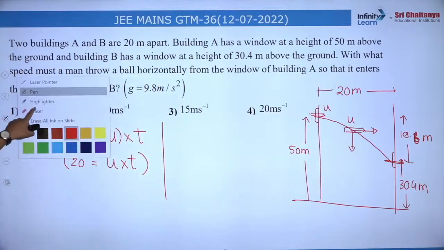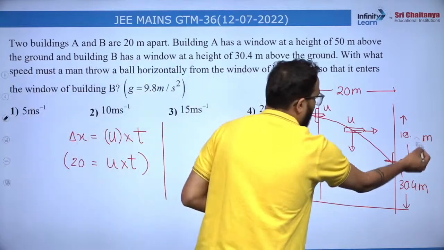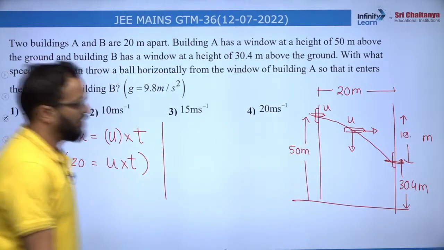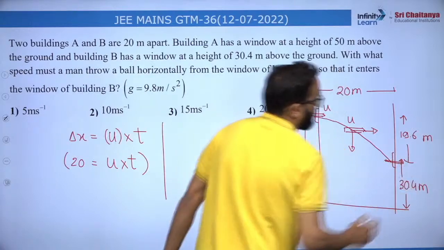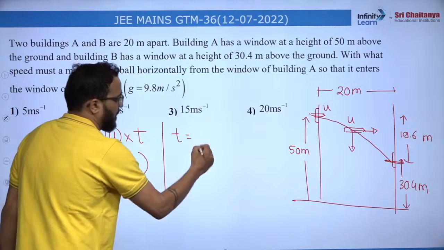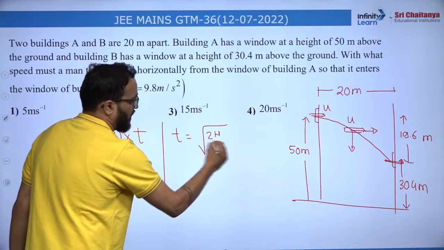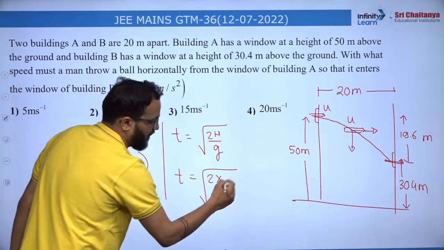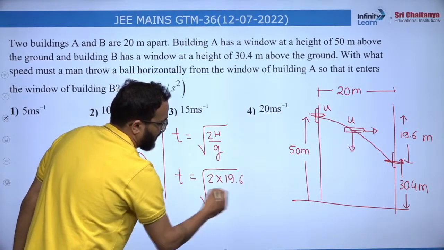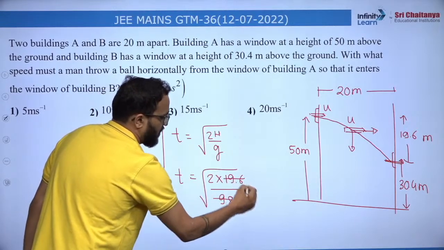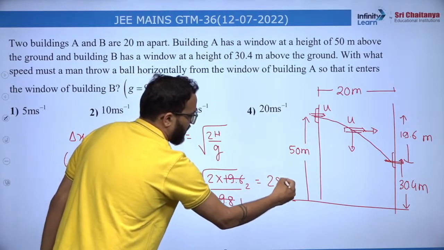So how much time does it take for an object to drop down by a height of 19.6 meters? There is a formula for this. You will say t will be root over 2h by g, right? So it will be 2 into, what is the height? 19.6, my dear friends, divided by 9.8, right? The answer will be 2 seconds.